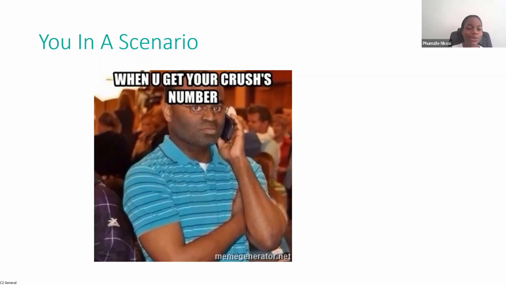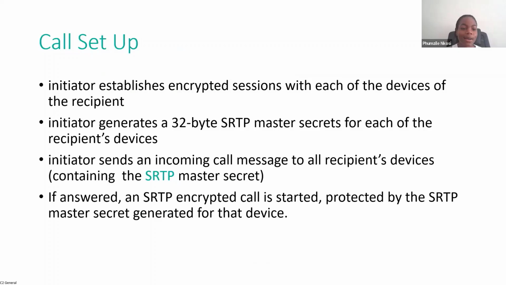So what exactly happens when you initiate a call for the very first time with someone on WhatsApp? We call that a call setup. The initiator will establish an encryption session with each of the devices of the recipient, which means that if the recipient has 4 devices, 4 encryption sessions are established, and the initiator will generate a 32-byte SRTP master secret key. SRTP is the Secure Real-time Transport Protocol that is used in real-time communication, such as calls.